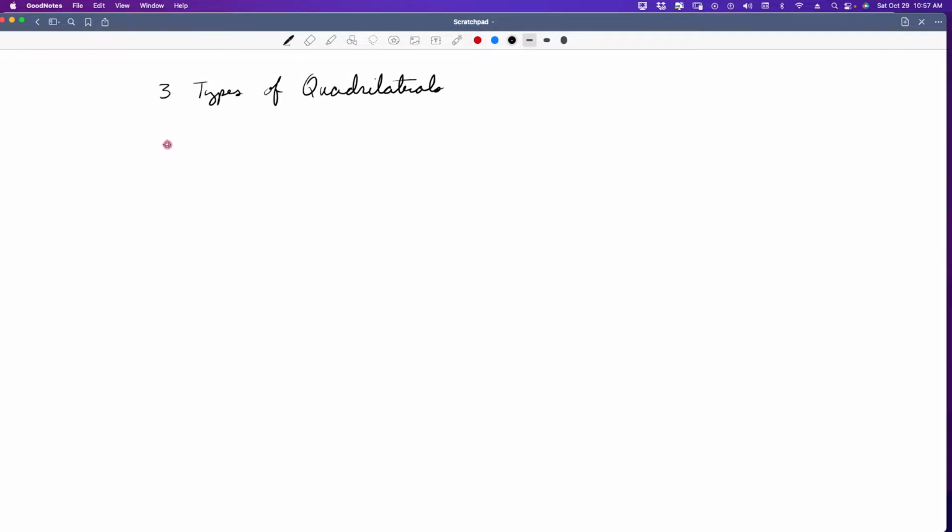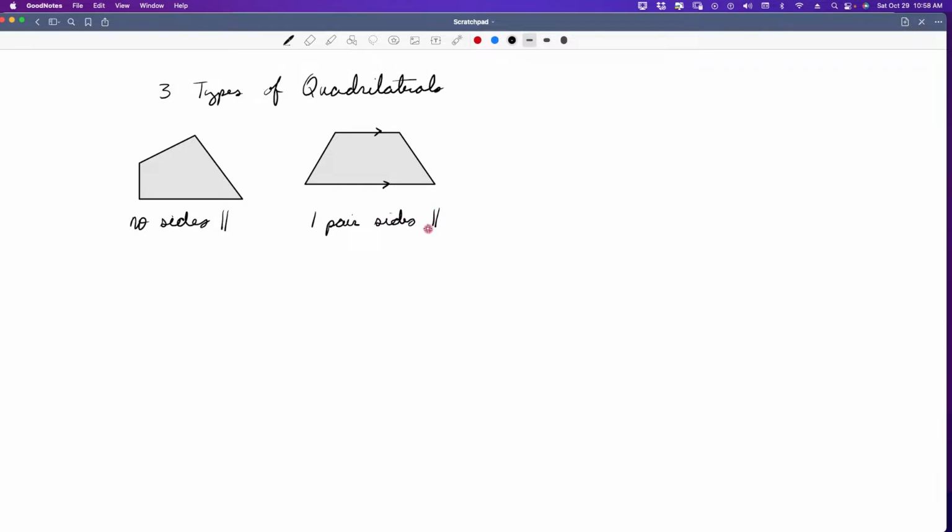The first type of quadrilateral is something like this, and that is a shape where you have no sides parallel. Then we have a shape like this, where you have one pair of sides that are parallel. Then we have shapes like this, where both pairs of sides are parallel. So those are your three different types of quadrilaterals.